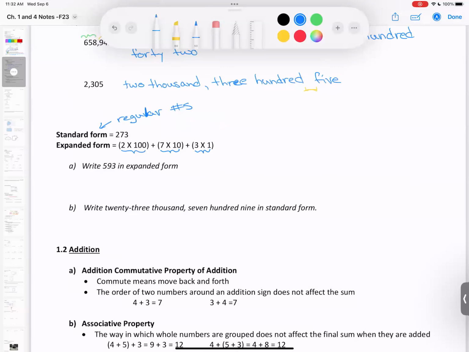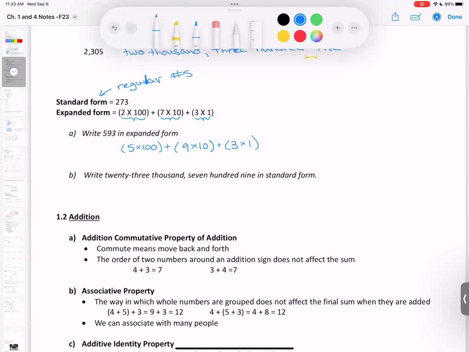So if we were to write 593 in expanded form, well, the 5 is talking about hundreds. That's in our hundreds position. So that's going to be 5 times 100. Then we're adding, our 9 column is in the tens position. So we're adding 9 groups of 10, 9 times 10. And then we're adding 3 ones, so 3 times 1. And if you were to plug that into your calculator, you would get the same answer. You would get 593. It's just an expanded way to write it.